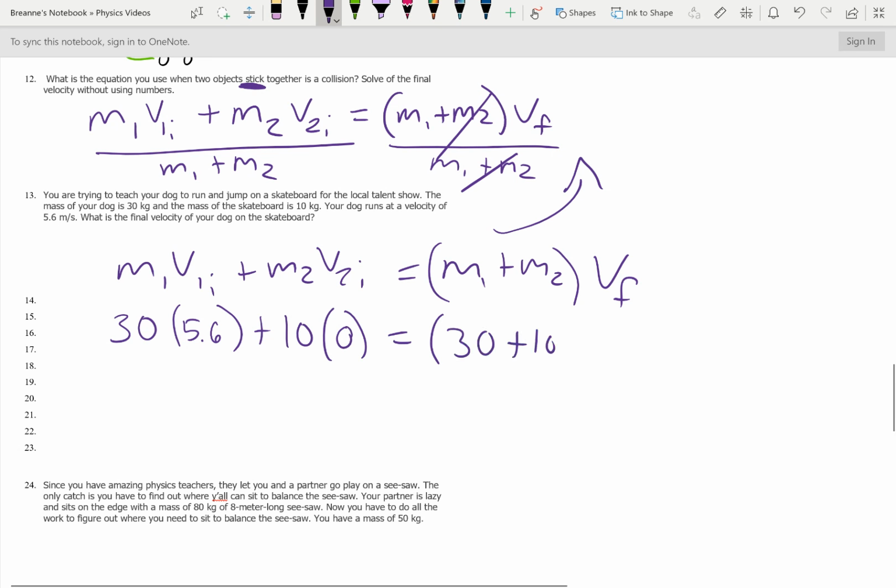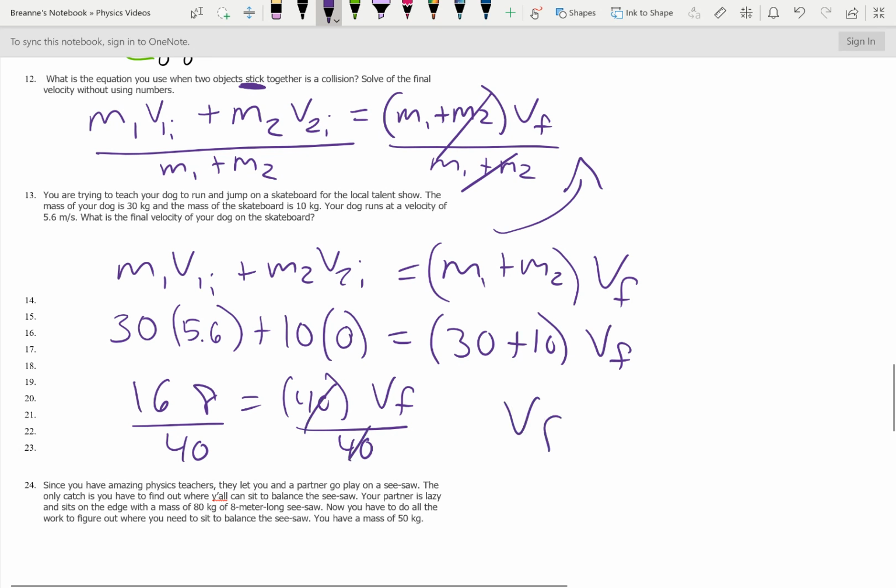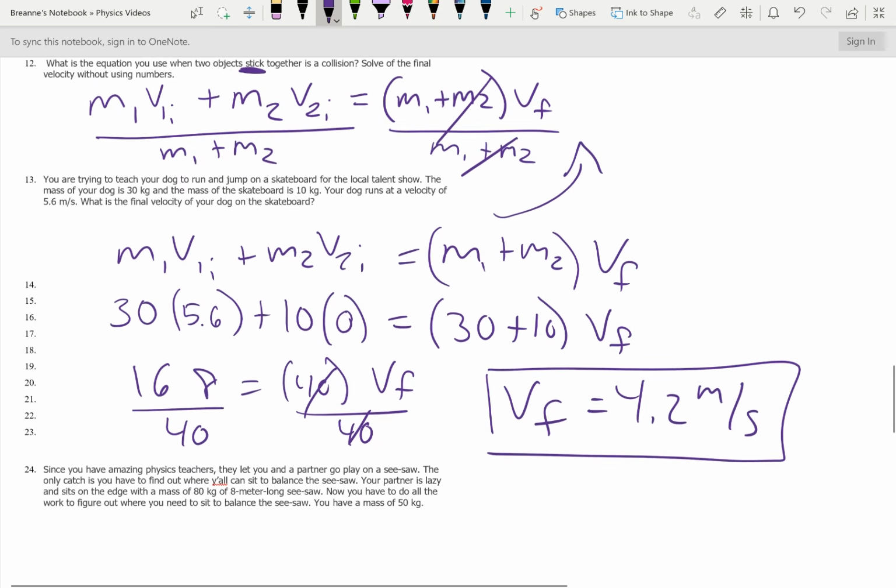Then you do 30 plus 10, and you're trying to figure out how fast the objects are going together, the dog and the skateboard. So 0 times 10 is just 0. 30 times 5.6 is 168. And then you just do 30 plus 10, which gives you 40. To get your VF by itself, you have to divide. So you get that your VF equals 4.2 meters per second. Woohoo!